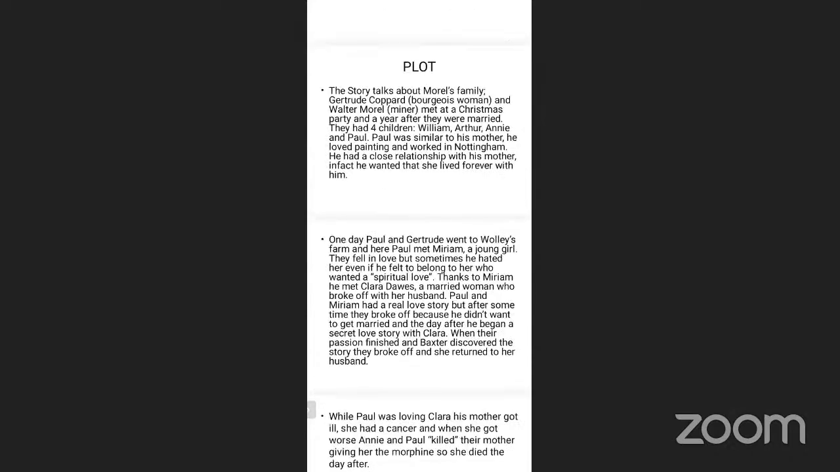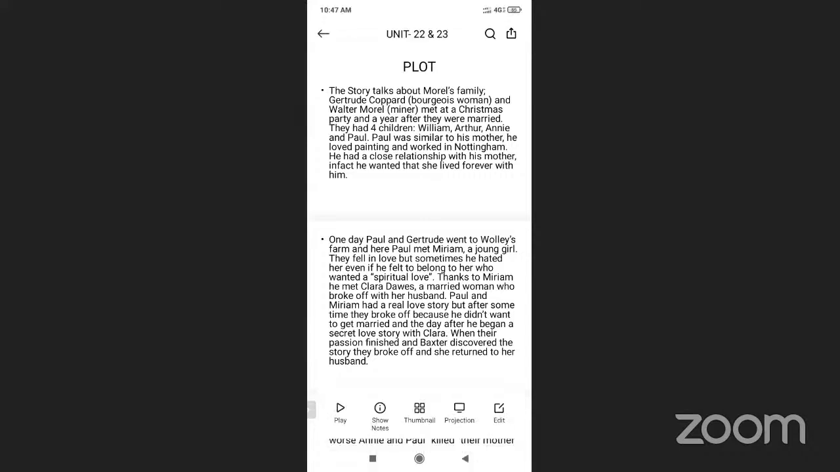Now let's jump into the plot, that is about Sons and Lovers. Have you ever gone through this novel earlier, or any novel by D. H. Lawrence? No?